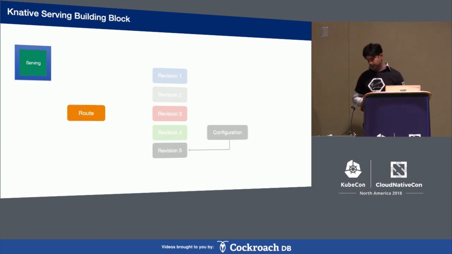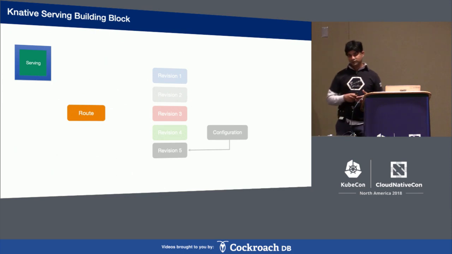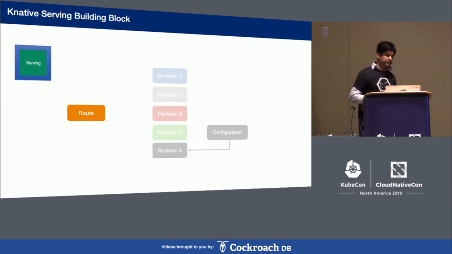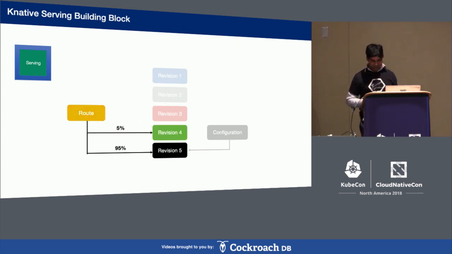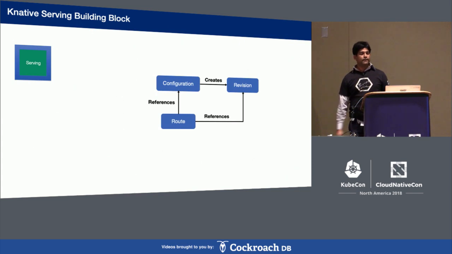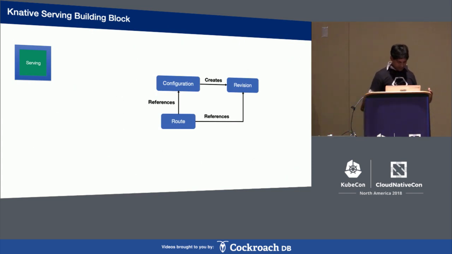Then there is the CRD around routes. Routes are essentially long-lived, stable HTTP endpoints through which end users access your Kubernetes KNative applications or services, right? Routes can point to a particular revision, or you can split traffic between multiple revisions. So we need configuration, route, and revision within KNative serving.